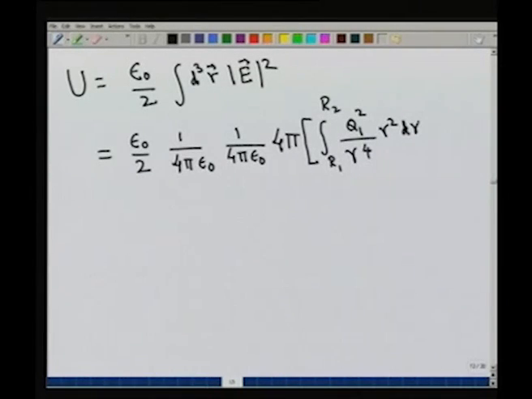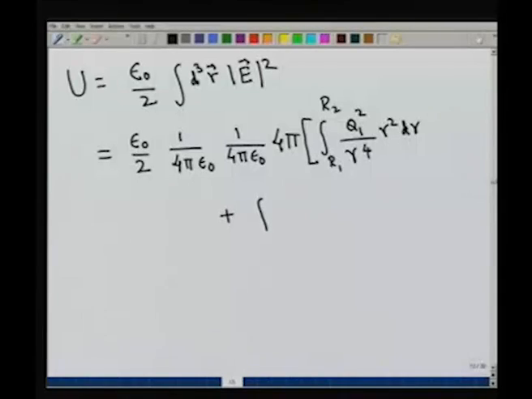That is the expression that I have, because the field is exclusively coming from the charge on the surface of the inner sphere and the charge distribution on the outer sphere is not going to contribute. Now comes the next thing, between R2 to infinity, both Q1 and Q2 contribute.